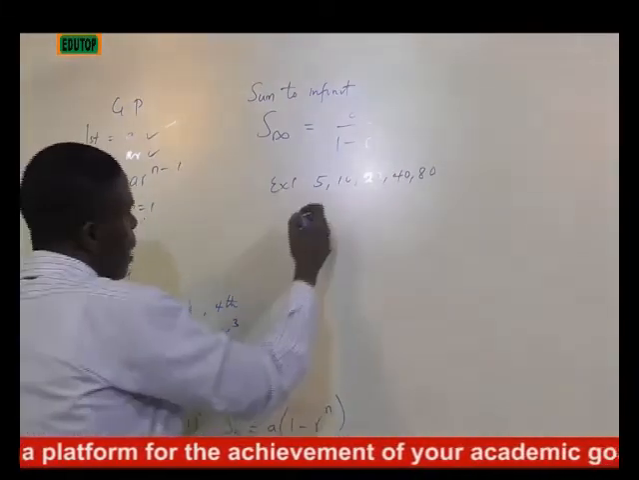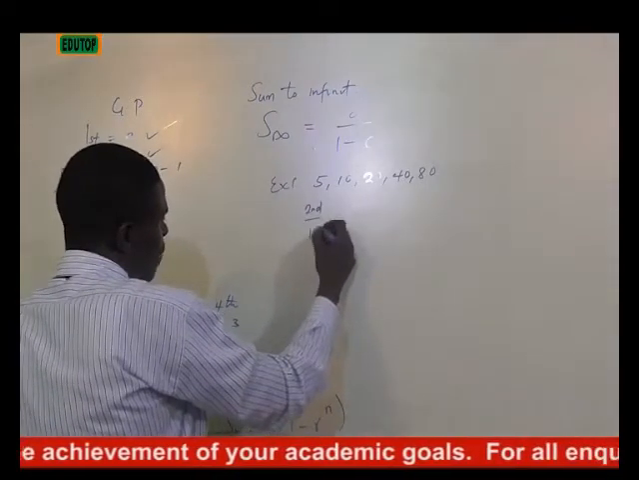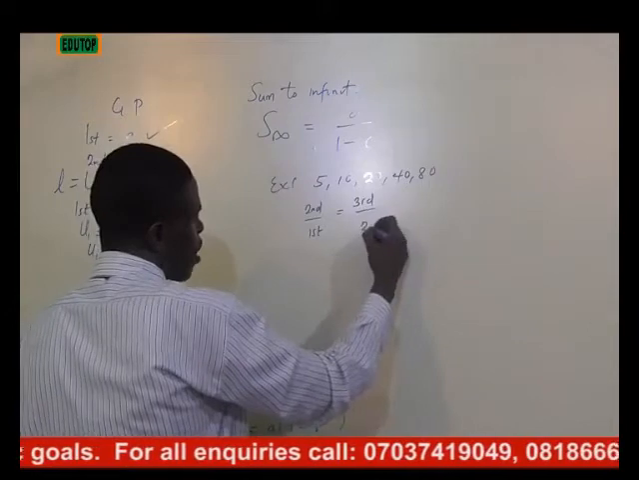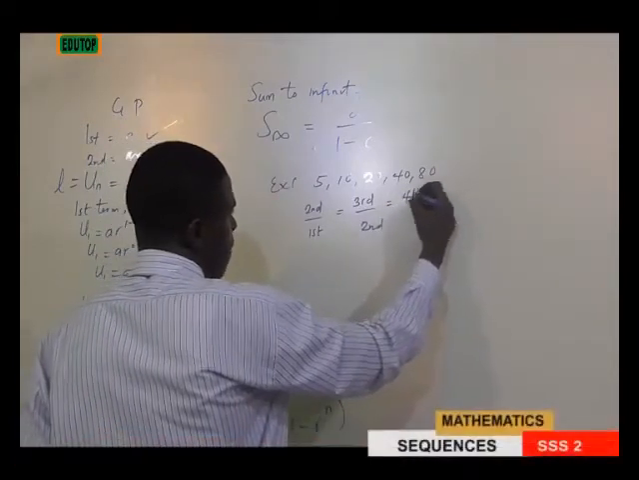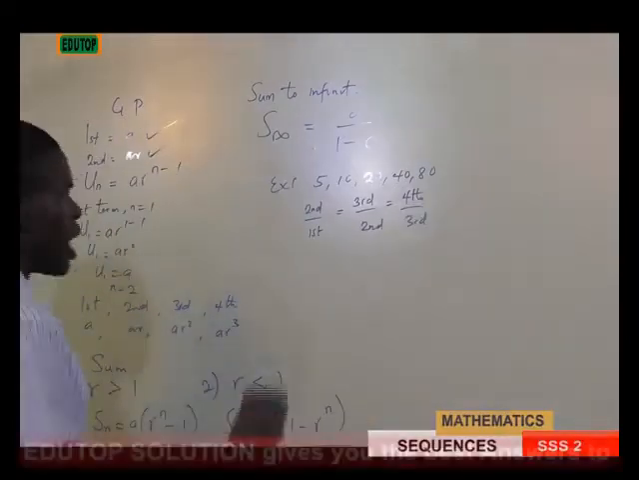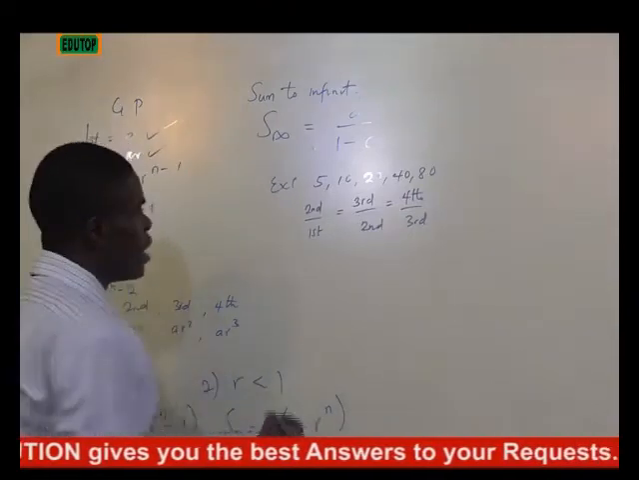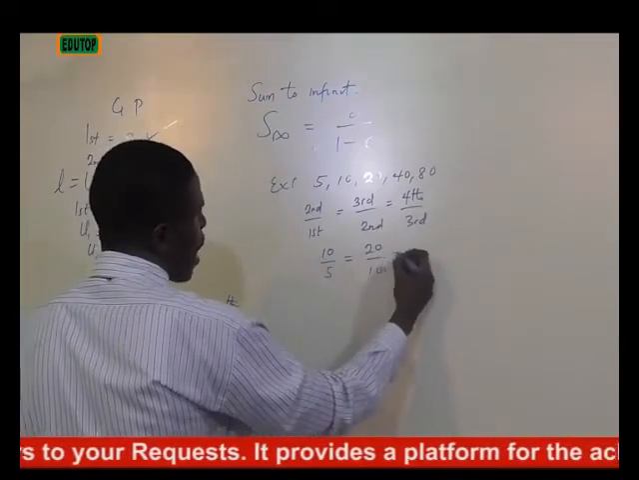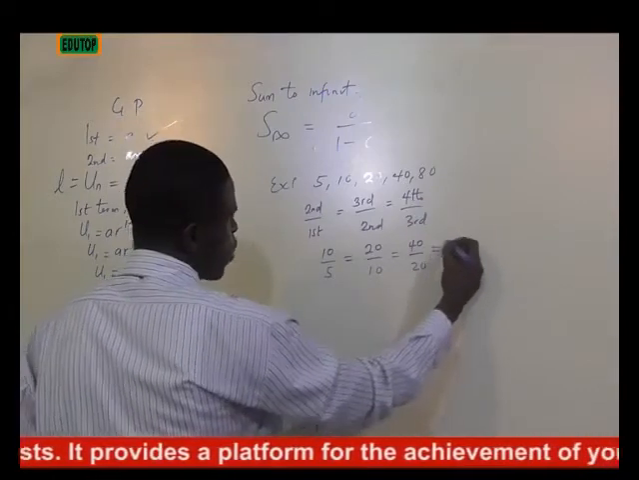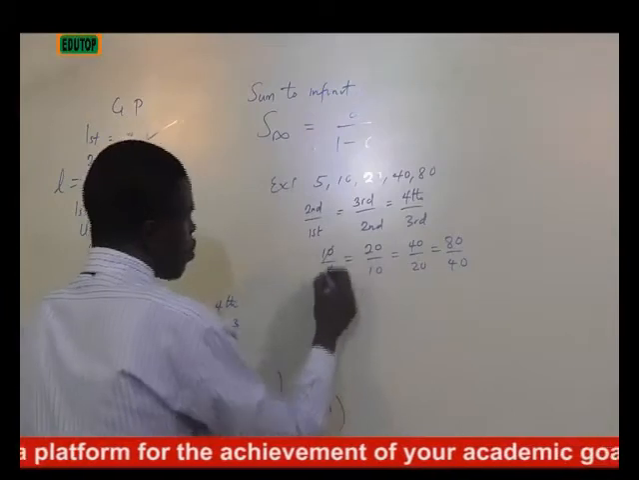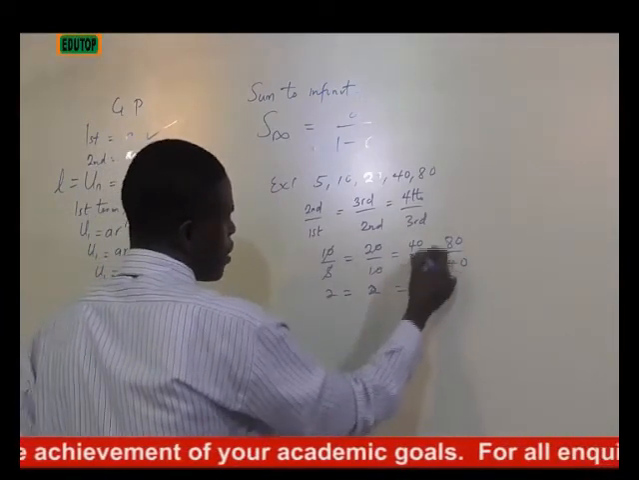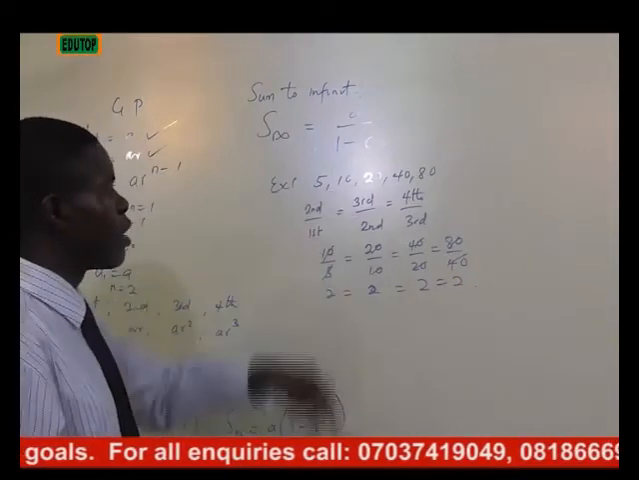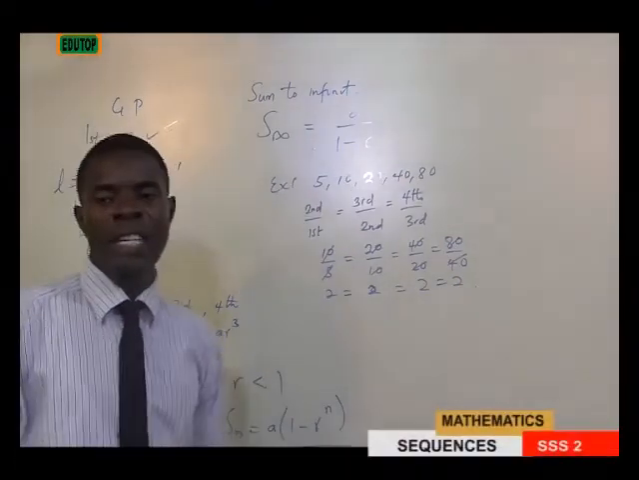Simply, you can know that by dividing the second term by the first term. It must be equal to dividing the third term by the second term, and also the fourth term by the third term. This is the trend, and let's see whether this particular sequence is in GP. 10 divided by 5 must equal 20 divided by 10, and must equal 40 divided by 20, and must equal 80 divided by 40. When we divide these, we have 2 each time. So with this operation performed on this sequence, it is justified that this sequence is in GP.